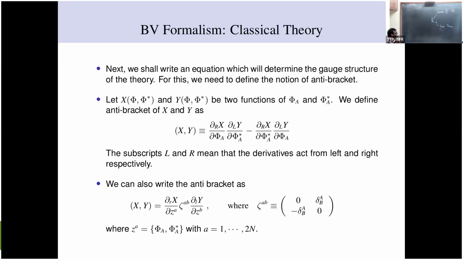So the subscripts L and R mean that the derivative acts from left and right. And you can also write this anti-bracket. Suppose you call your field and anti-field, and suppose this index A runs from 1 to capital N. Then if you have both phi and phi A star, this small index A will run from 1 to 2N. So if you collectively denote the field and anti-field by Z A, then this anti-bracket can be written in this kind of simplicity.